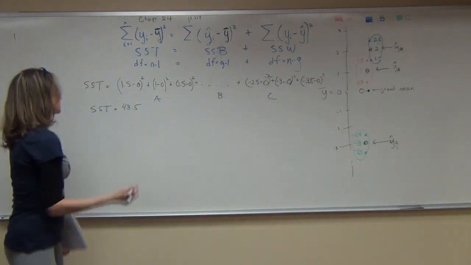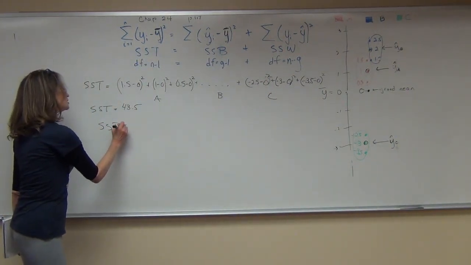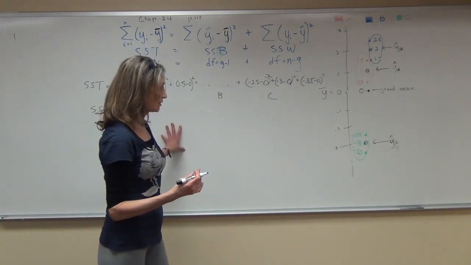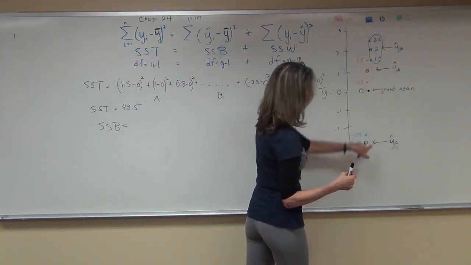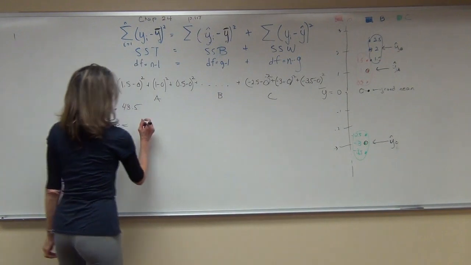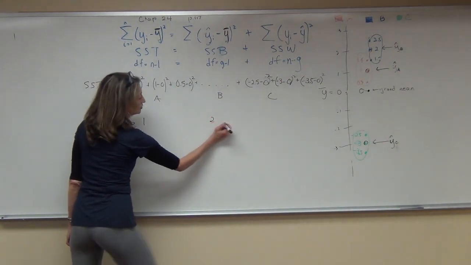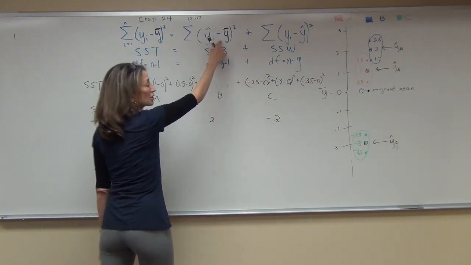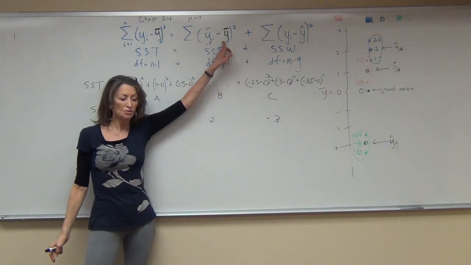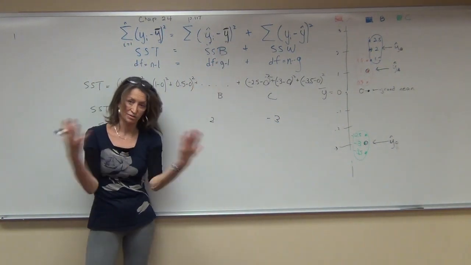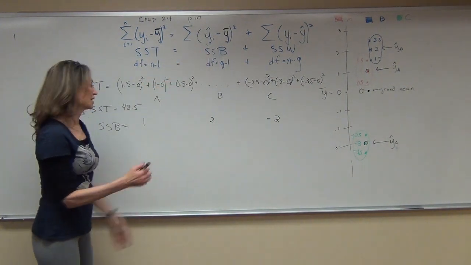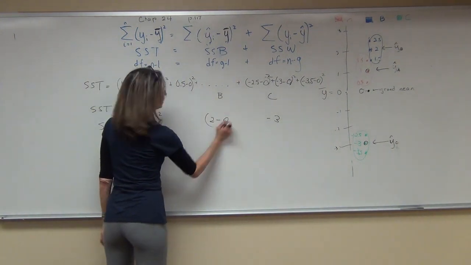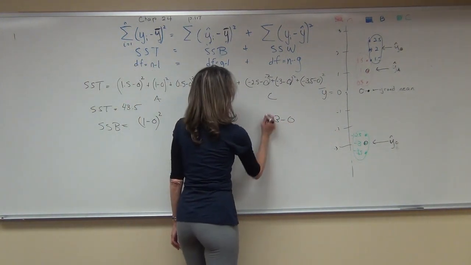Now we're going to do the sum of squares between. What does the sum of squares between mean? It's the strength of the model. Our model is predicting these means: 1, 2, and negative 3. Those are our predictions right here. And for every single point, we're going to subtract off the overall grand mean. We'll do that, and we'll do that, and we'll do that.